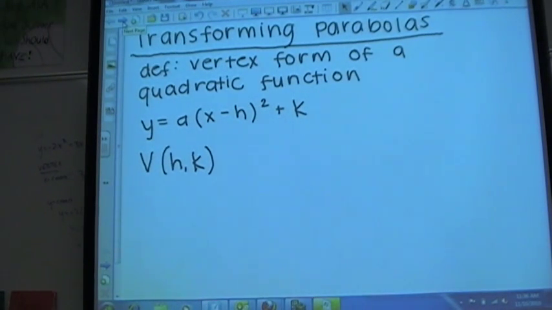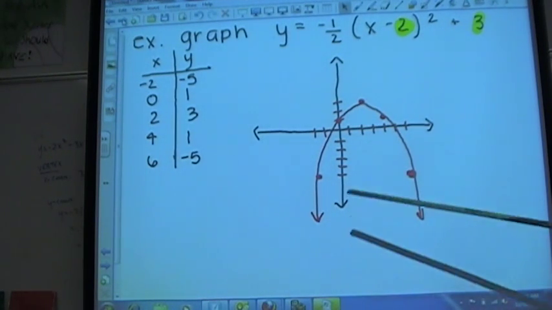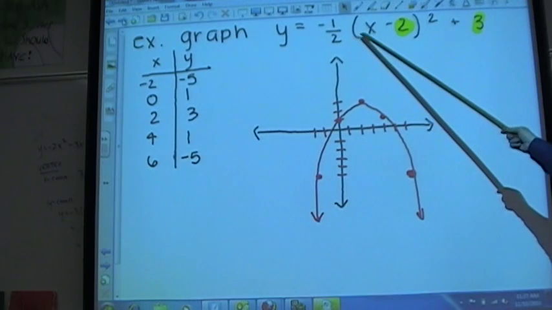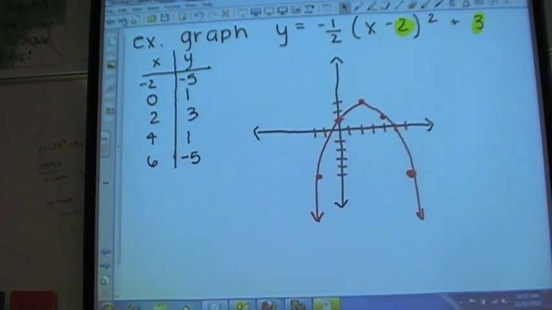All right, the first example, I will give you the equation in vertex form, and you have to graph it, just like we did last night. Y equals negative 1/2 (x minus 2) squared plus 3. Just by looking at that, you should be able to tell me the vertex is (2, 3).